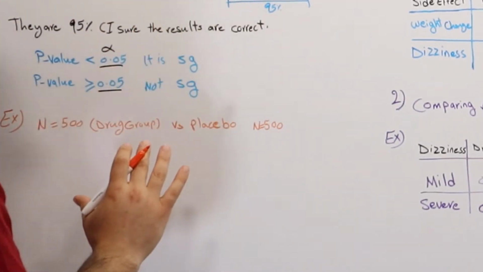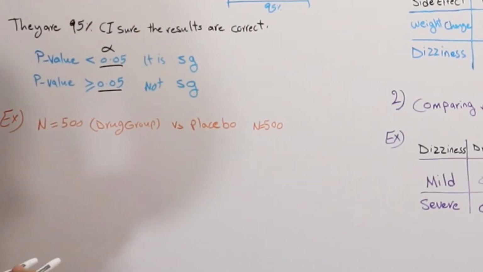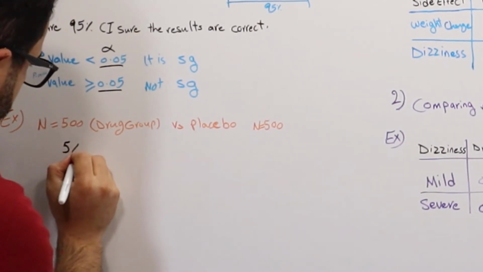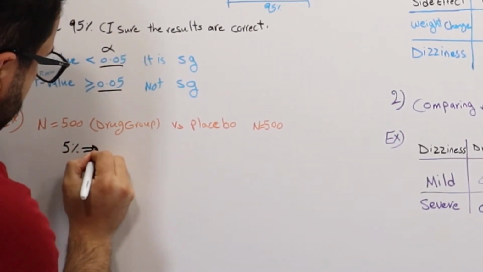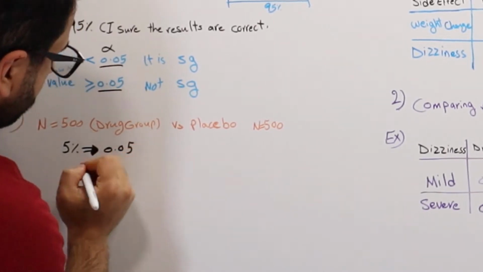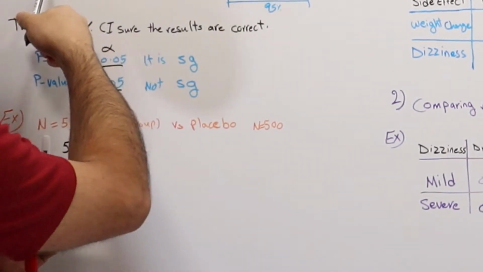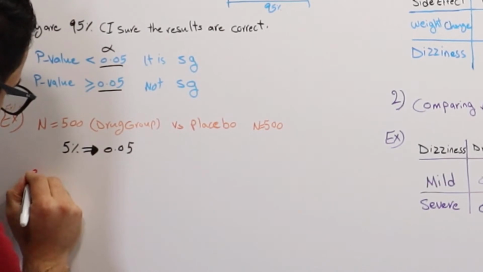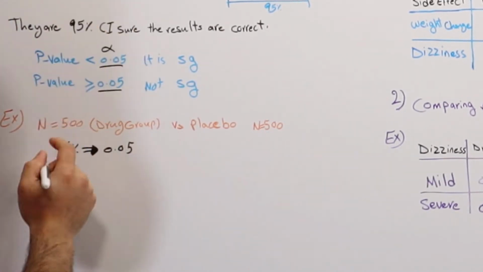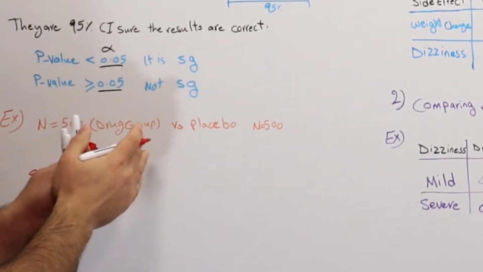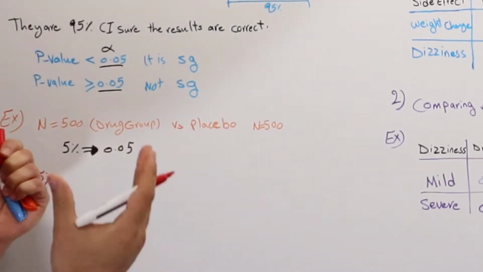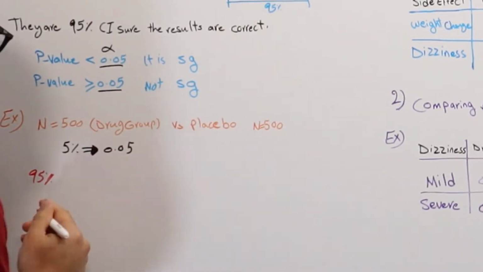And what the researchers did, they said that we want the alpha to be 5%, which is basically 0.05, right? This is what we just learned from here. This means that the researchers are 95% confident, just like I said, that the results they have in the study are accurate.